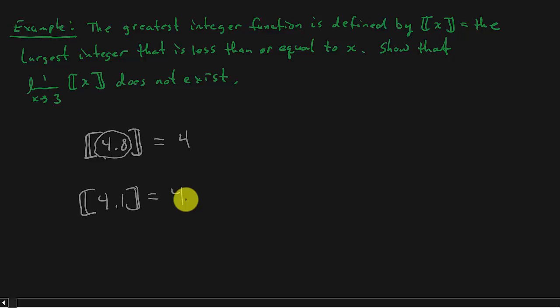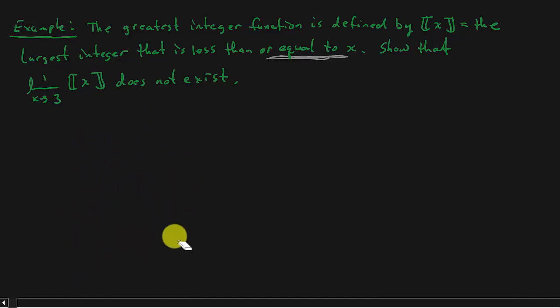Just remember, you're not rounding here. It's not rounding. You've got to go to the largest integer that's less than or equal to the numbers in here. So if we did the greatest integer of 4, what does it say? The largest integer that is less than or equal to. And so that would be 4 also. Okay, so that's the greatest integer function.